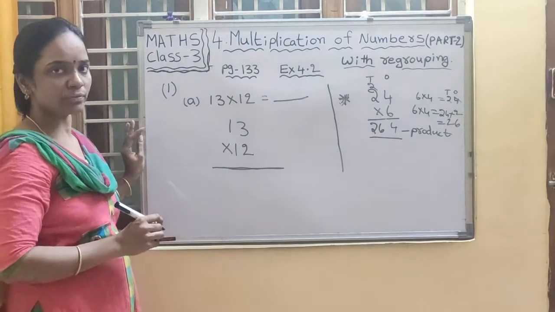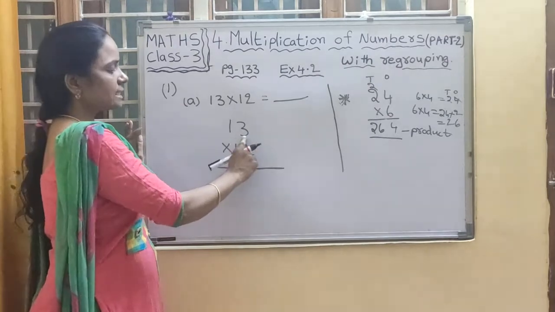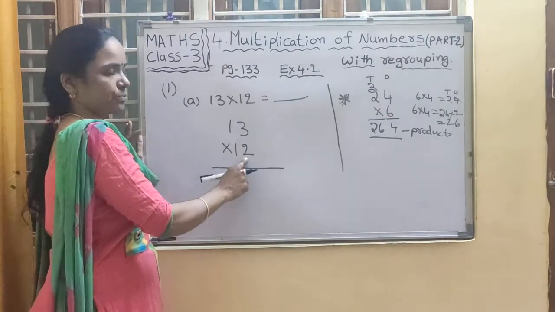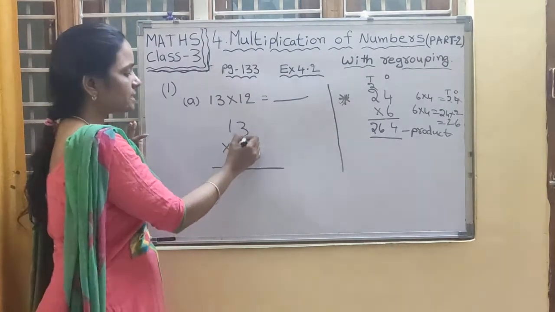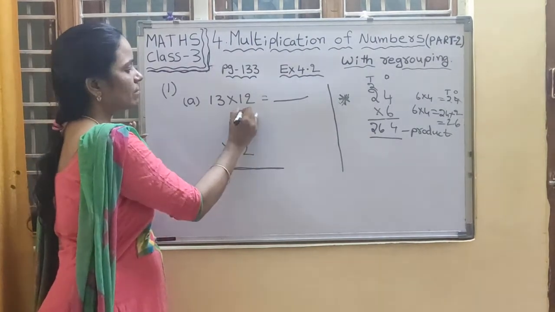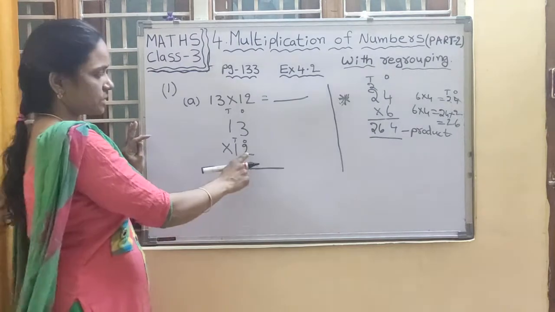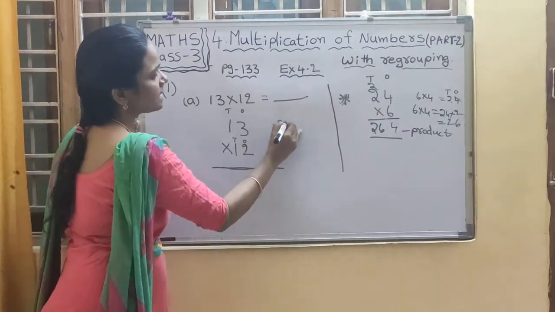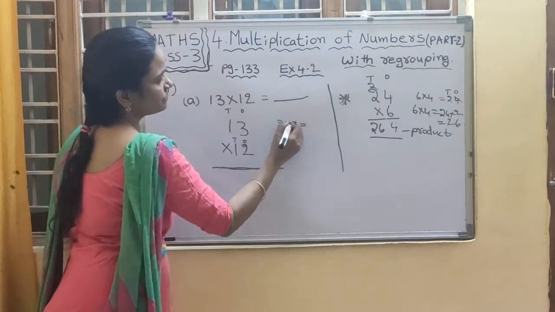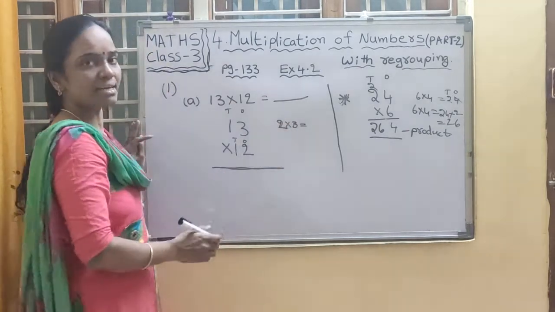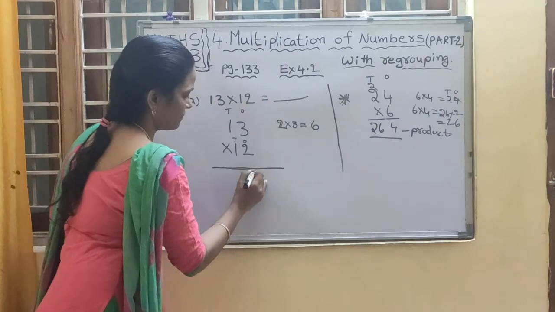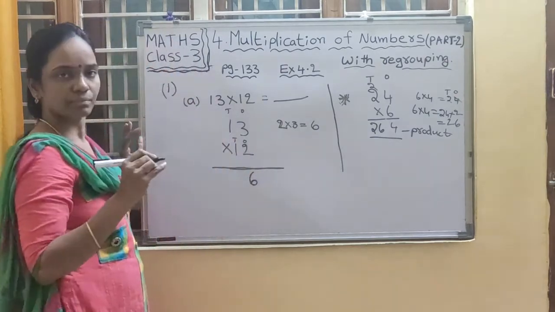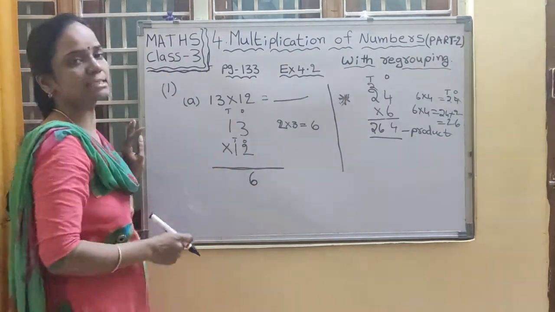Okay, how to do? We will see now. So first 13 should be multiplied by 2 and 13 should be multiplied by 1. Understood? 2-digit number by 2-digit number. First 2 with 3. 2 3s are 6. Okay, at ones place write down 6.